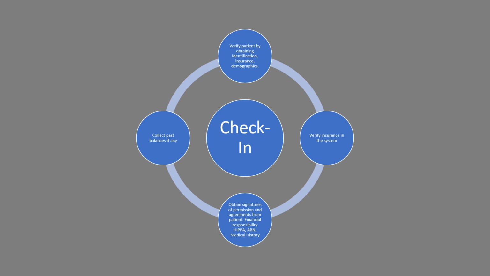The new patient forms include the Financial Responsibility Agreement form, the Medical History form, HIPAA form, and other necessary forms. Once these forms have been completely filled out with the patient's signature, the next phase would be the collections of any payments or co-payments. If this is an established patient, the staff may ask to collect any balances along with co-payments.